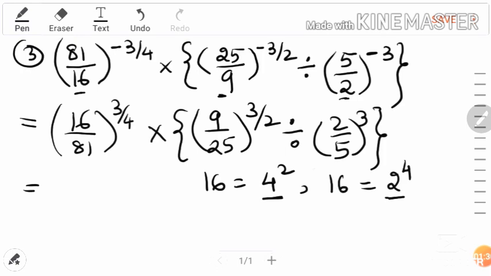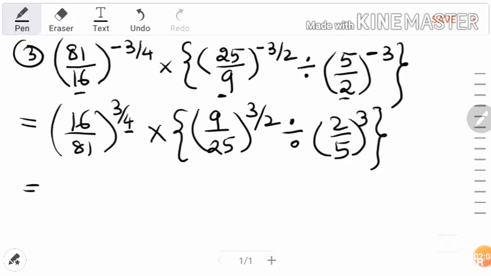To decide that, look at the main power of this term. Main power of this term, 16 on 81, is 3 on 4. So the idea is to get rid of the 4 in the denominator. So we will write 16 as 2 to the power 4.